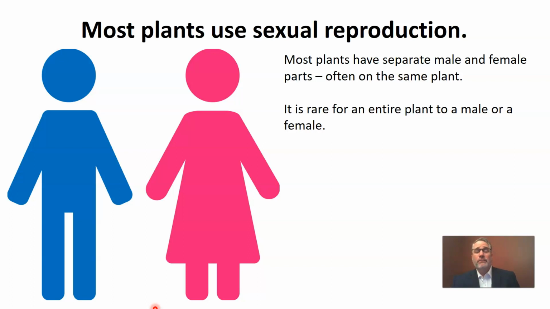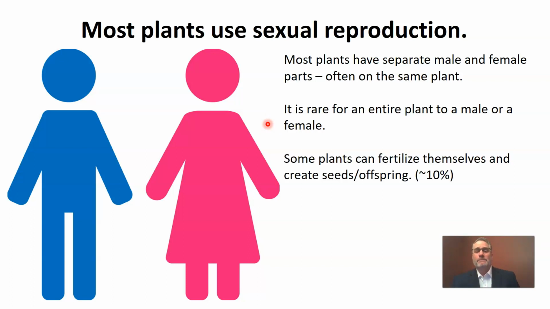Now, it is rare, but it does happen. I can think of one in particular, ginkgo trees, where you might have an entire plant that is completely male, while another plant of the same species might be completely female. This is pretty rare. Most often you get male and female parts on the same plant, but there are plants where the entire plant itself would be either male or female.